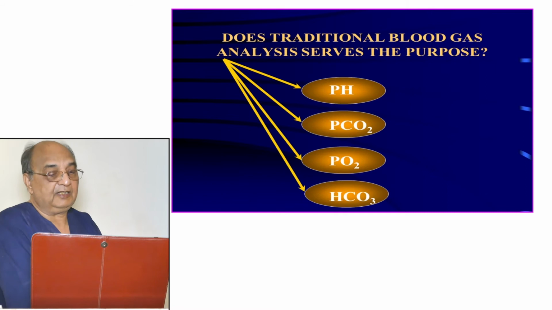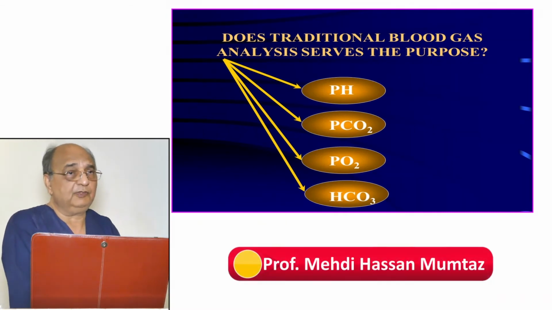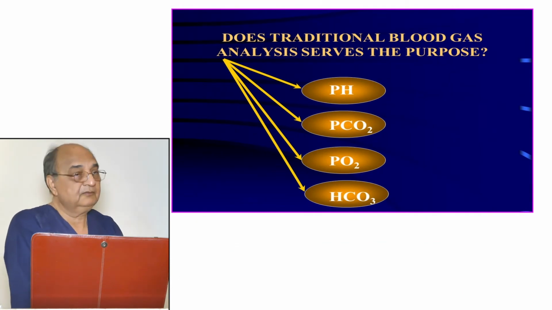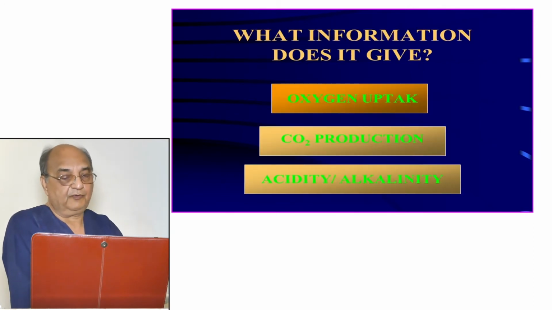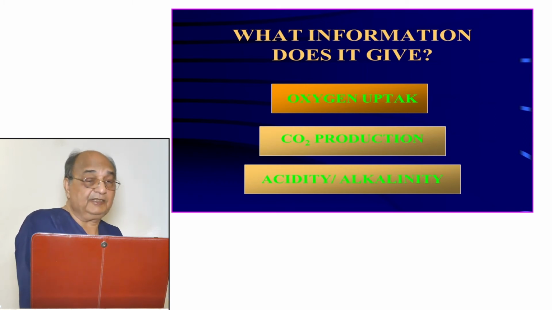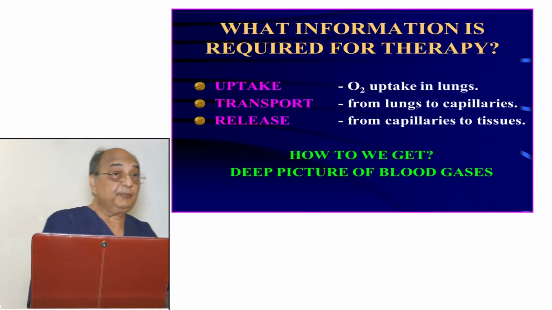Does traditional blood gas analysis serve the purpose? We are looking at the pH, the PCO2, the PO2, and the bicarbonate. What information does it give? It gives you information on acid-base status, oxygen uptake, carbon dioxide production, and acidity or alkalinity. This is the only information given by the ABGs which we have discussed up till now. But what information is required for therapy?